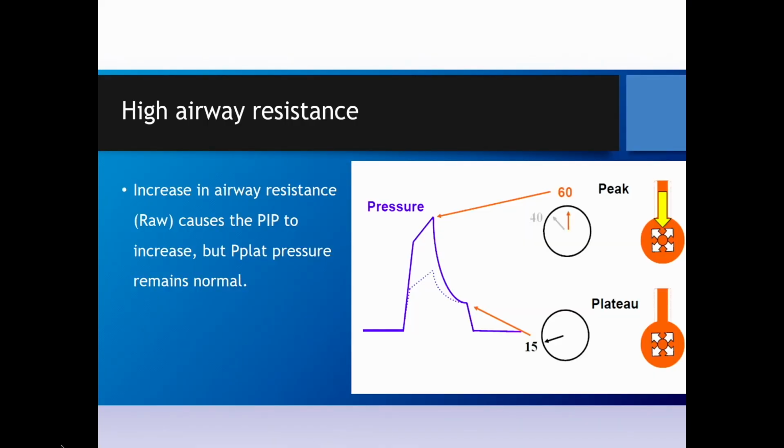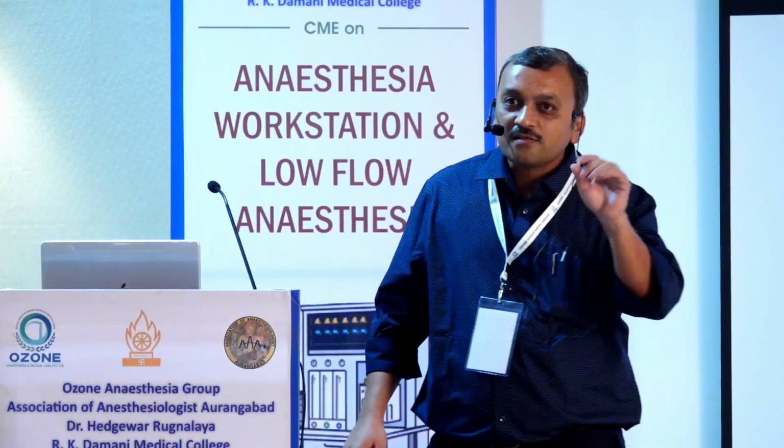Suppose imagine this is a normal graph, the dotted line. Okay, what do you see here? The peak pressure has gone up, but can you see the plateau pressure? It is the same. Can you appreciate this difference? The peak pressure has gone up here, but the plateau pressure is more or less the same. So the peak pressure is 60, plateau is 15. So probably what is happening is some of your resistive elements are creating a problem, and it can be anything.